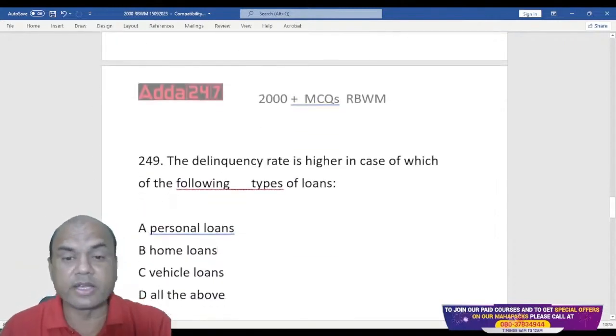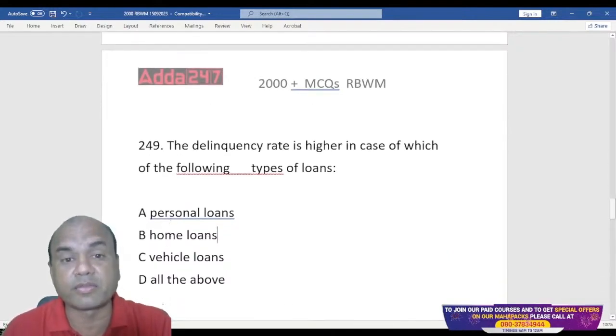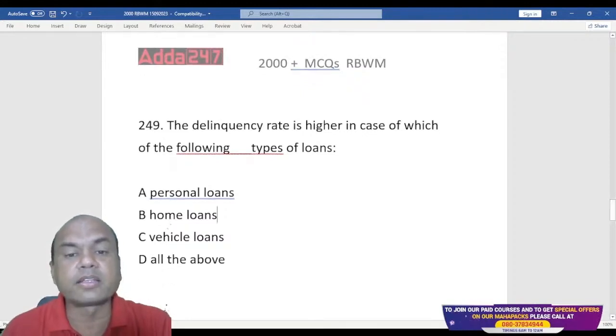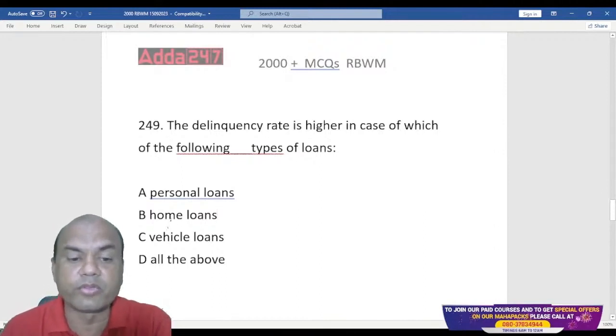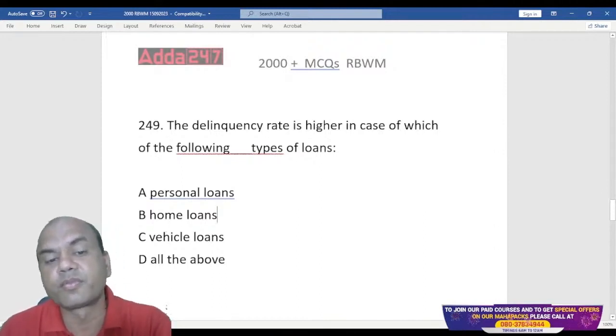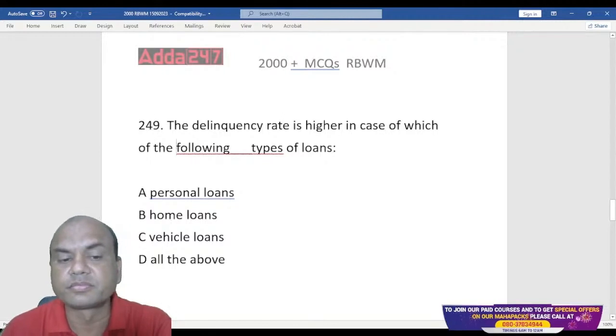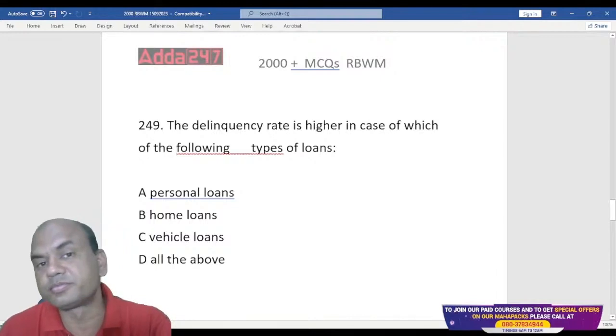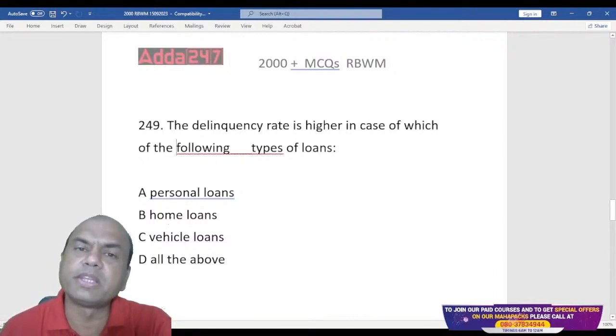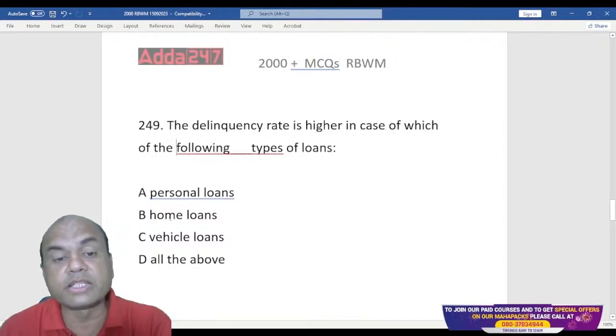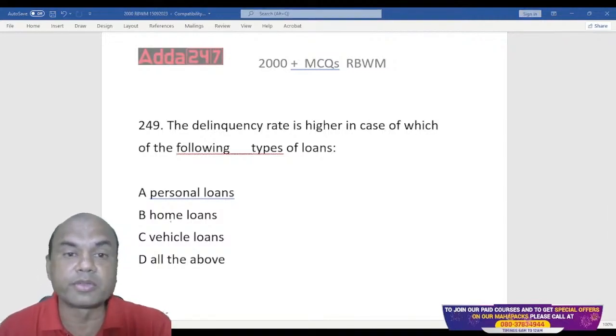The delinquency rate is higher in case of which type of loans? Delinquency means failure, default. The default rate is higher in which type of loans? Personal, home loan, vehicle loan, and all of the above. Which type of loans will you find this default rate as higher? Where the borrower will be least concerned or least worried about the loans? In which of them?